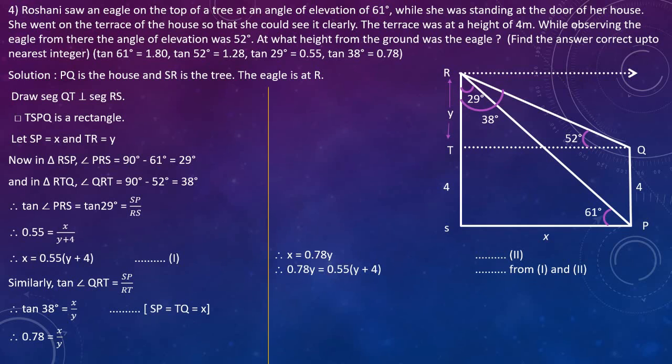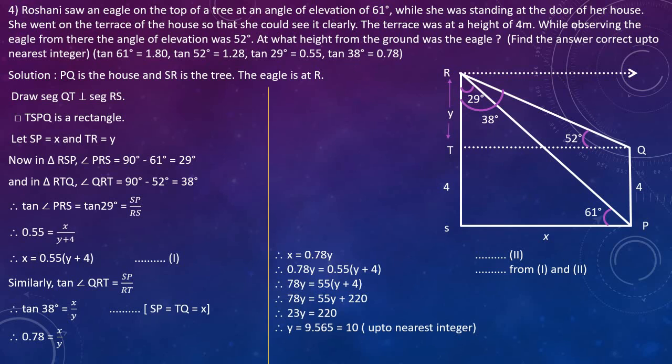Now when you look at equation 1 and equation 2, you can see that both the values of X are equal. So therefore 0.78 into Y is equal to 0.55 into Y plus 4, from equations 1 and 2. Therefore, multiplying both sides by 100, we get 78Y is equal to 55 into Y plus 4. So therefore 78Y is equal to 55Y plus 220. Therefore 78Y minus 55Y, which is 23Y, is equal to 220. Therefore Y is equal to 9.565.